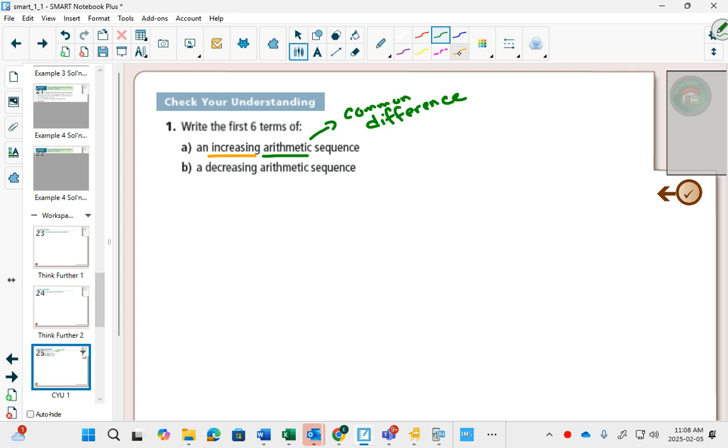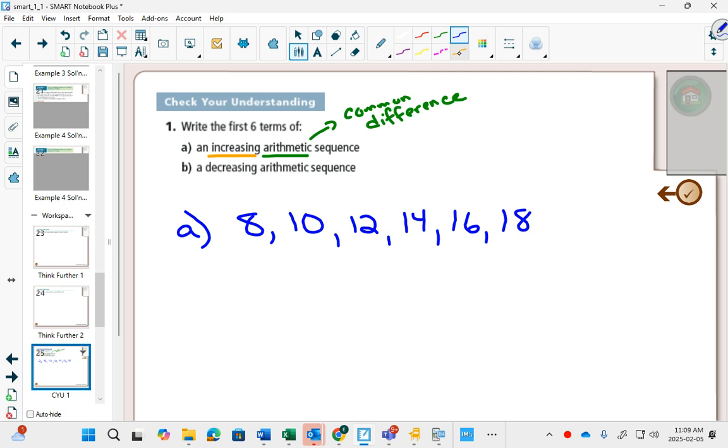Nicholas, pick a favorite number. 8. Okay, so in part A, we could start with 8. Then we need a common difference. What should we add each time? Abby, pick another favorite number. 2. So if we added 2, we would get 10. Then 12. We need 6 of them. Okay, there we go. Can you see that your common difference, we're adding 2, so your D value would be 2. This makes it an arithmetic sequence.